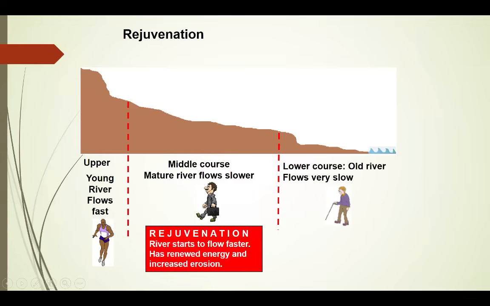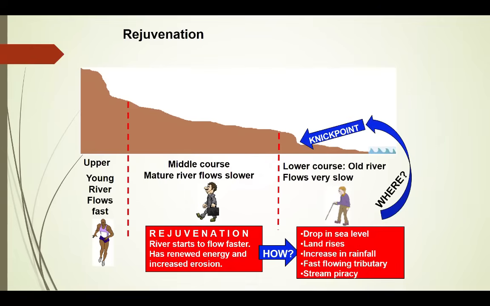Okay, there is your rejuvenation. What is rejuvenation? It is when a river starts to flow faster. It has renewed energy. So what do we have there? We have a river in its upper course, middle course, and lower course. What you need to know, we spoke about the nick point, where there is a sudden change in the gradient of the river.